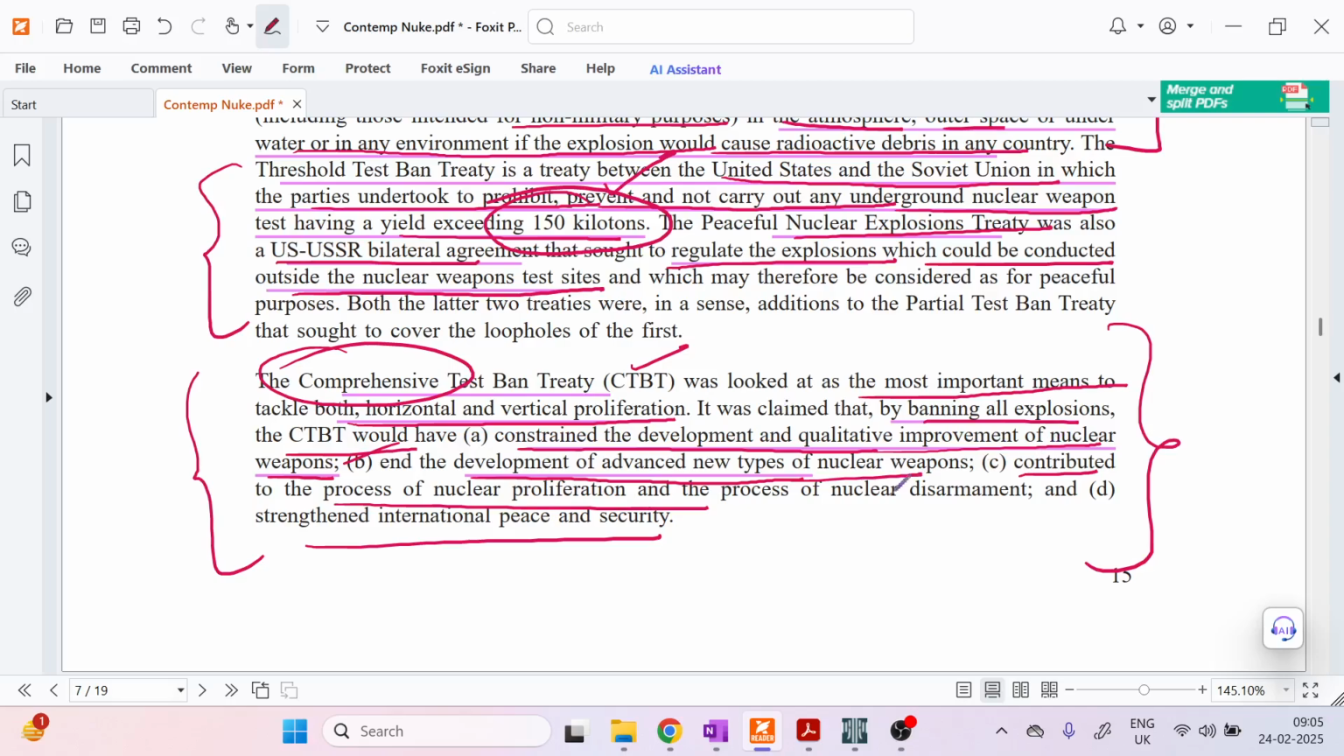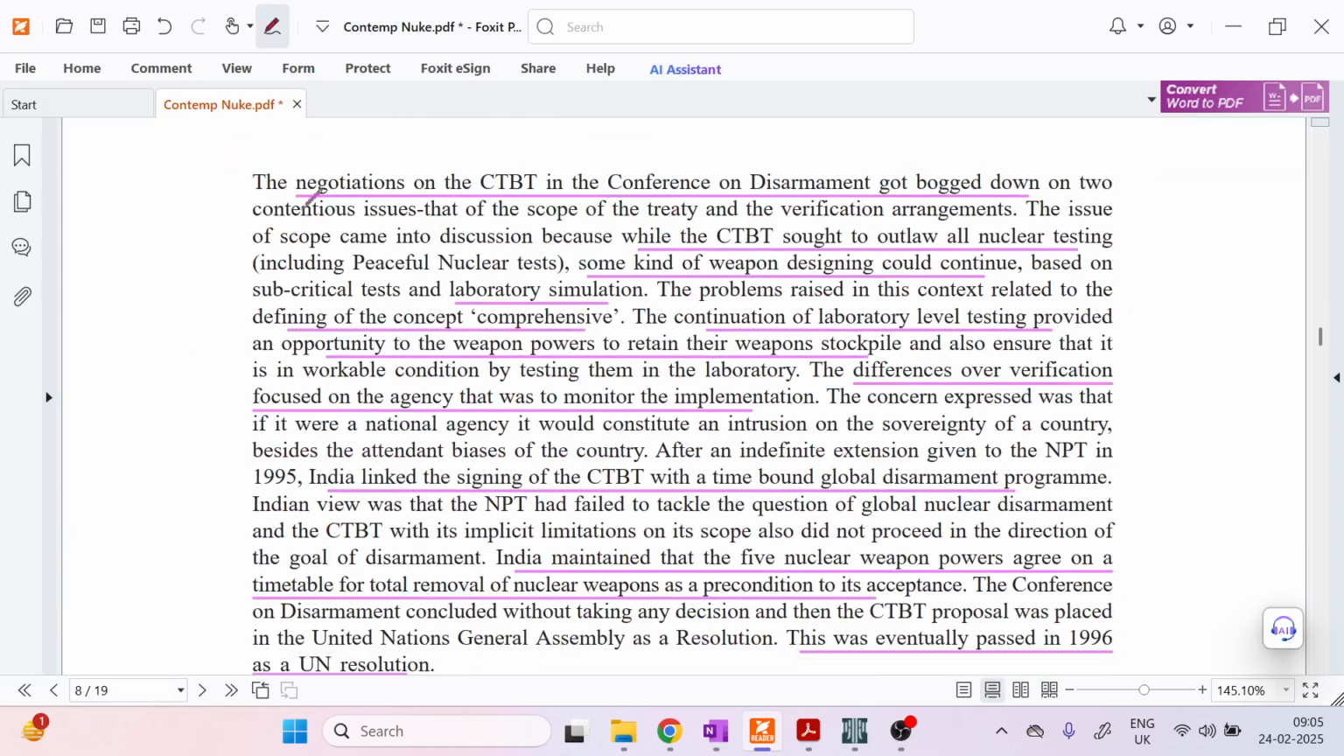The meaning of this passage is the same. Comprehensive means all kinds of nuclear weapons, horizontally, vertically, airborne, seaborne, underground, whether it is of 5 kiloton or 5,000 kiloton, all nuclear explosions would be banned. So the negotiation on the CTBT in the Conference on Disarmament got bogged down on two contentious issues: the scope of the treaty and the verification arrangement.